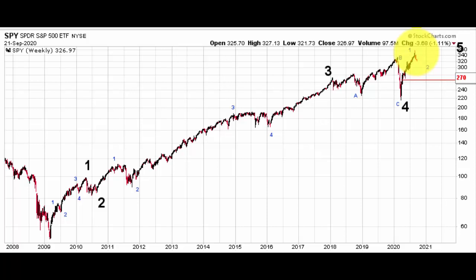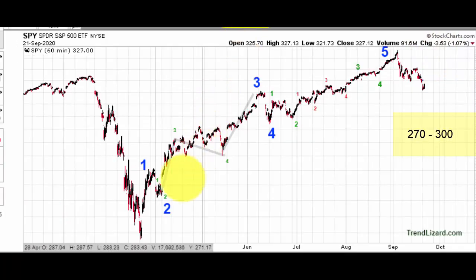And I'll show you why as we progress, but we do not believe that is the case. And again, I'll show you why. So for now, we're just going to go ahead and zoom in on the advance off the 2020 low to see what we can find. So let's go ahead and do that. Here's the advance off the 2020 low.